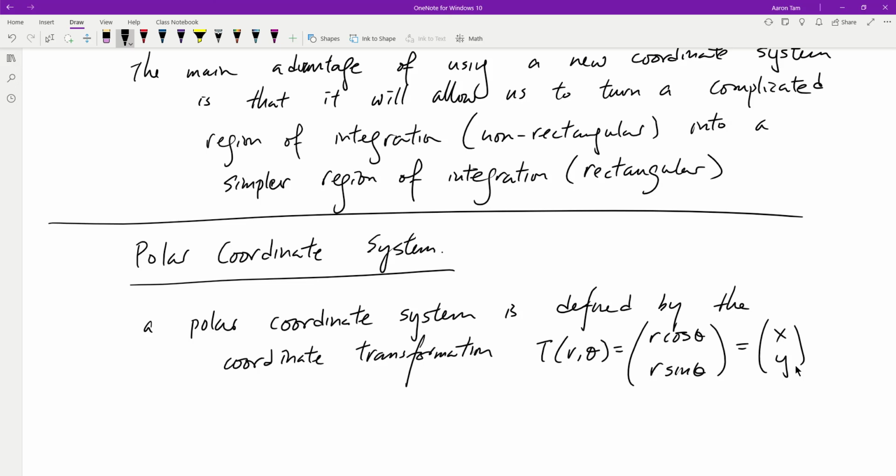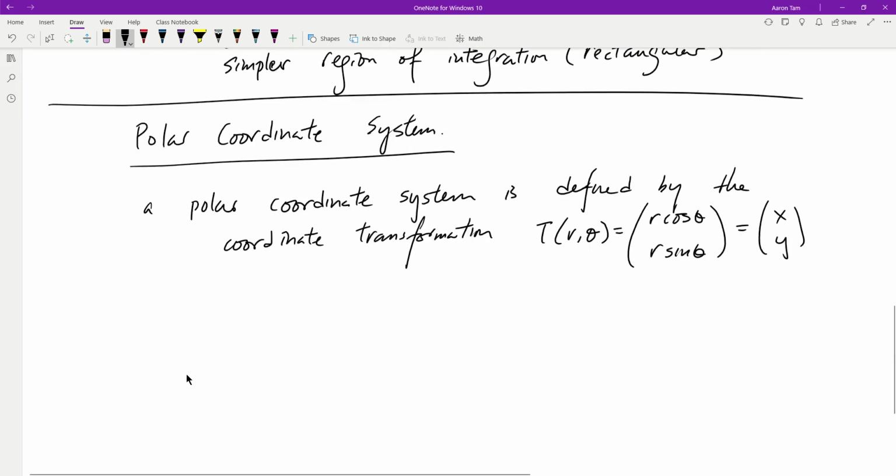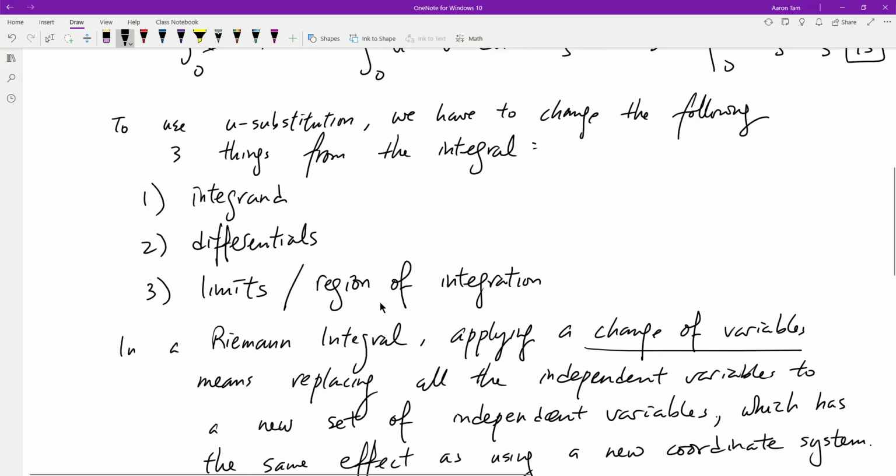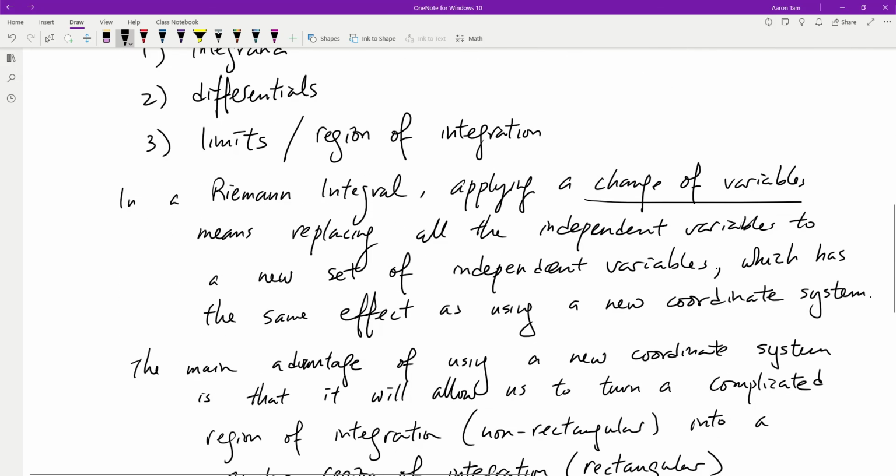I'm not going to re-talk about how the polar coordinate system works. The only thing that we're going to talk about is how to form a transformation. The idea is actually pretty simple. All you have to do is exactly what we did with the u substitution: change the integrand, change the differential, and change the limits. So how does this work?